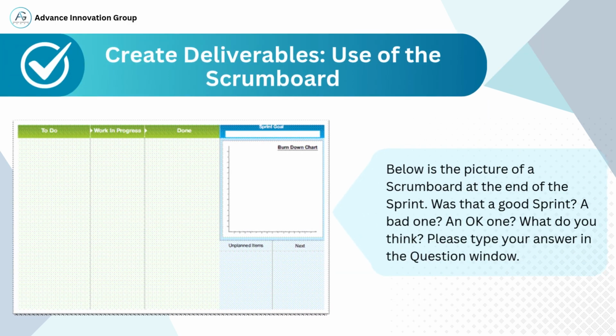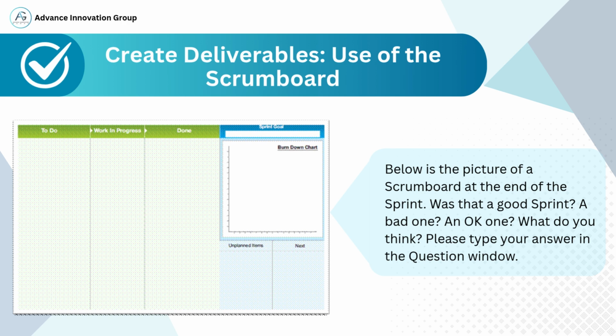This slide shows a Scrum Board at the end of a sprint. Notice that all columns, To Do, Work in Progress, and Done are completely empty. Additionally, the burn-down chart is flat, indicating that no progress was made toward completing the sprint goal. This is an example of a bad sprint outcome.